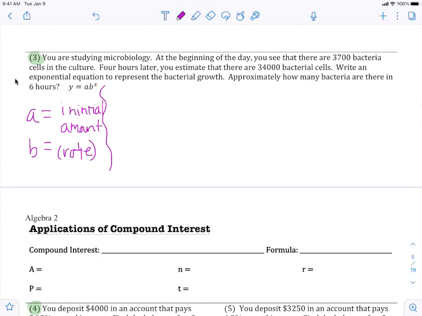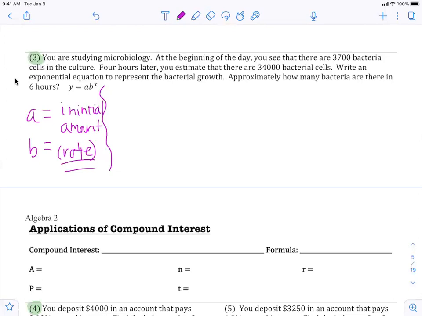But like before, that rate sometimes is something we might solve for. So for this problem, it says, you are studying microbiology. At the beginning of the day, you see that there are 3,700 bacteria cells in the culture. 4 hours later, you estimate there are 34,000 bacterial cells. Write an exponential equation to represent the bacteria growth. When you write that equation, you have to know the growth rate. Here, I noticed that they don't actually tell me that.